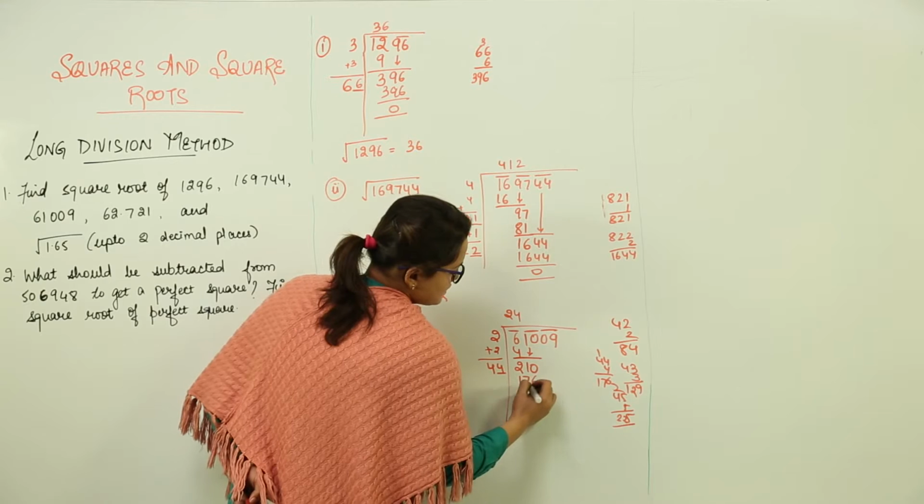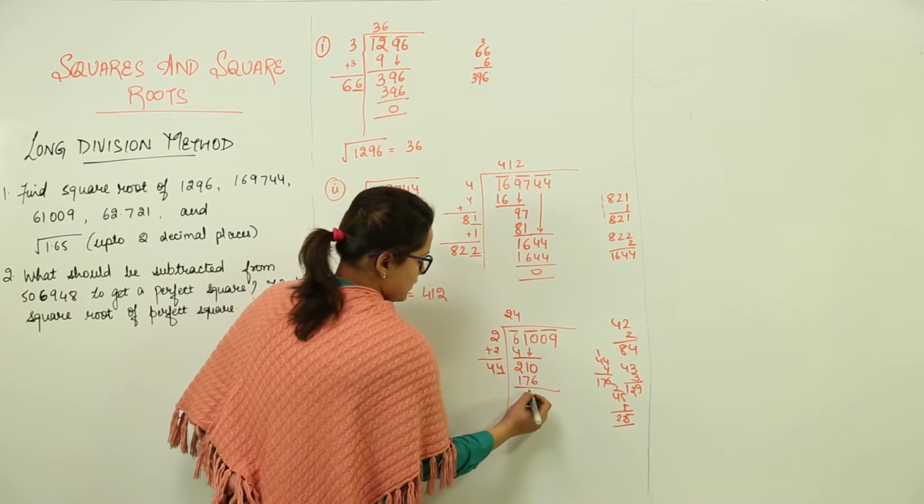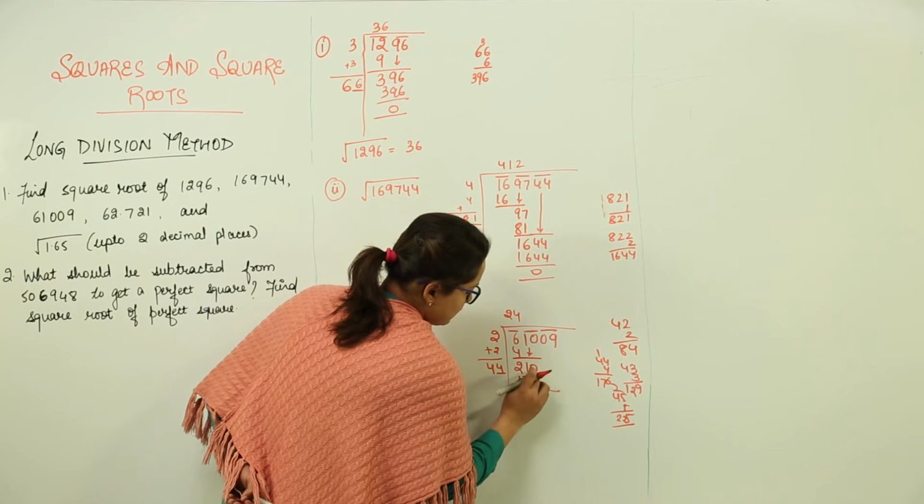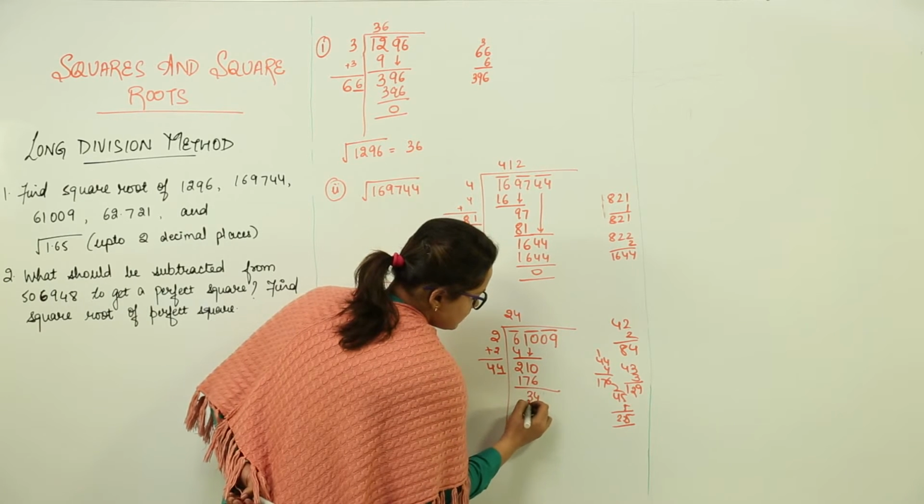That is 176. Now getting the remainder, 10 minus 6 is 4. Again carrying, 10 minus 7 is 3.